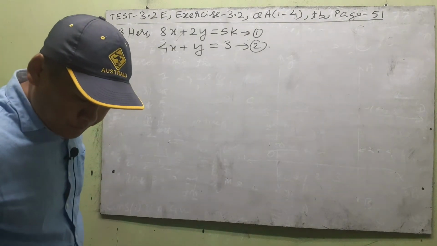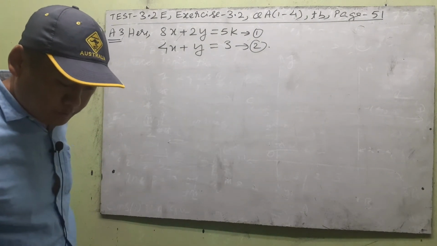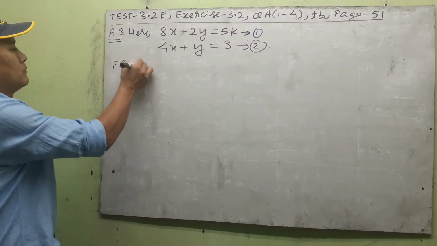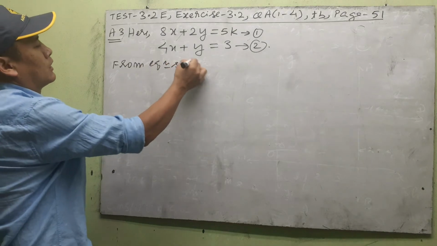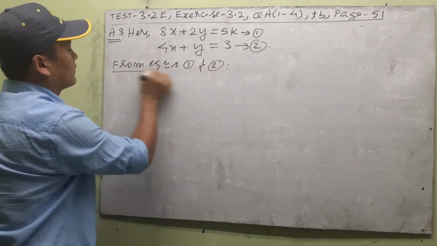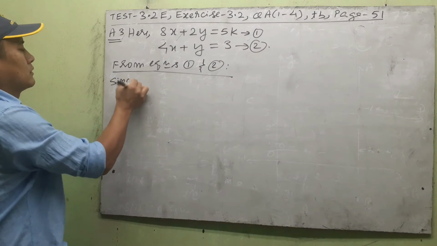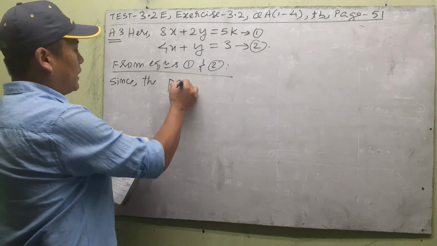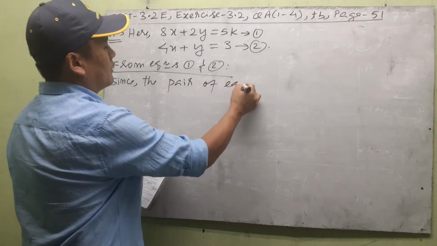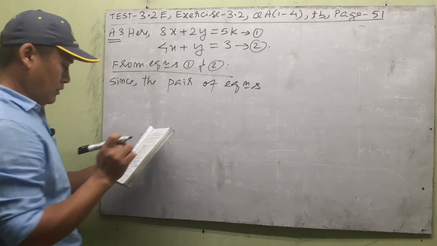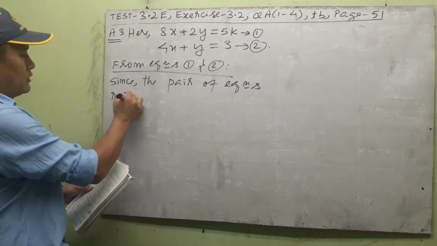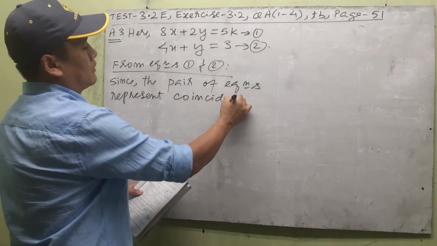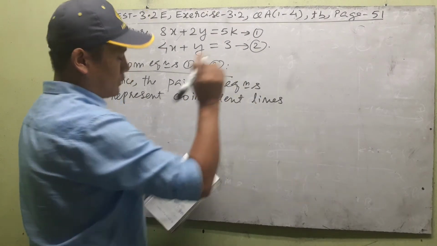So we have to find, if they represent coincident lines, then from equations 1 and 2, if you want you can write like that, since, I'll go back to the question, same language you can use: the pair of equations, these two, represent coincident lines. Coincident lines means their graphs are coincident lines.